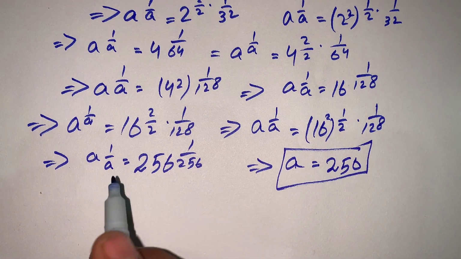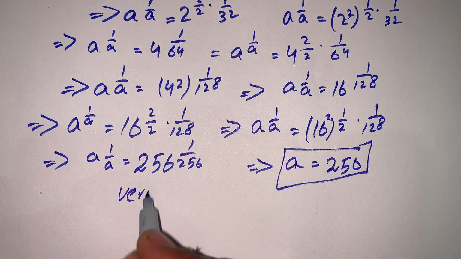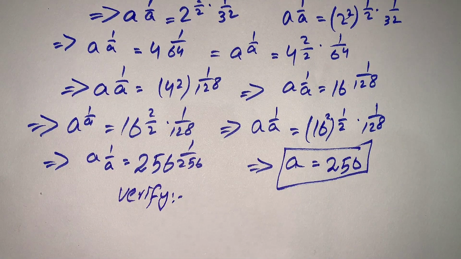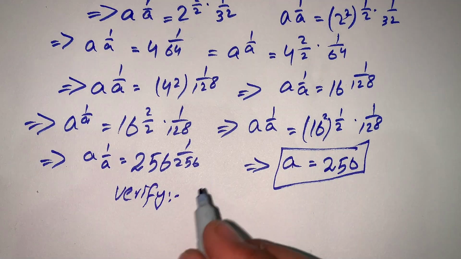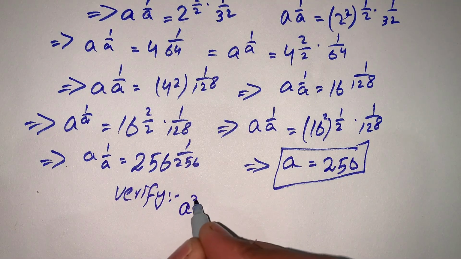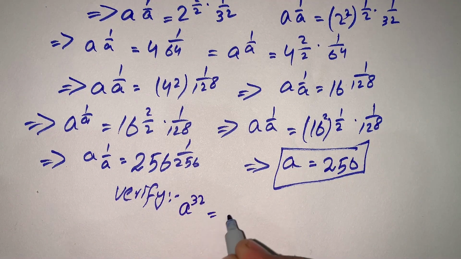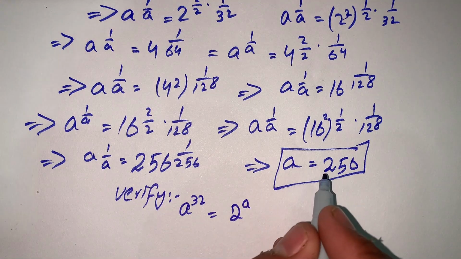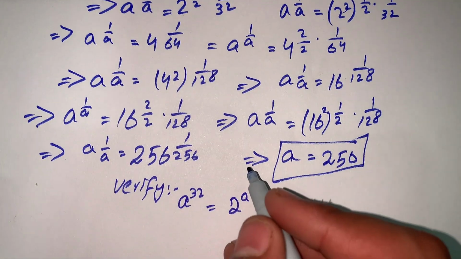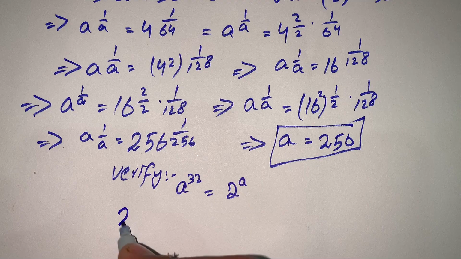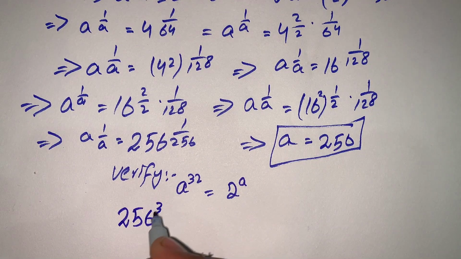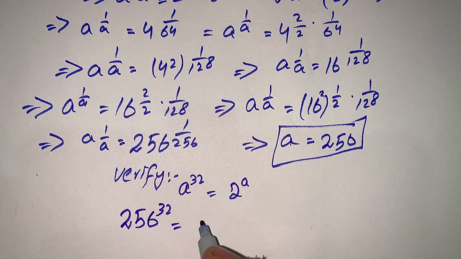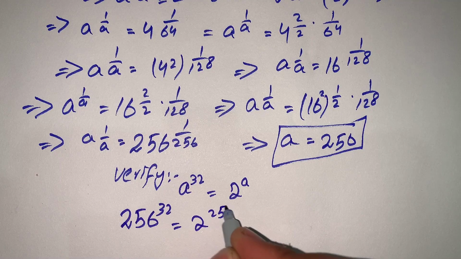Let's verify this. Our question is a to the power 32 is equal to 2 to the power a. Our a is 256. 256 to the power 32 is equal to 2 to the power 256.